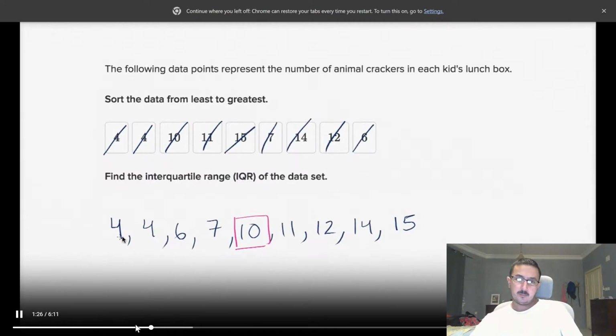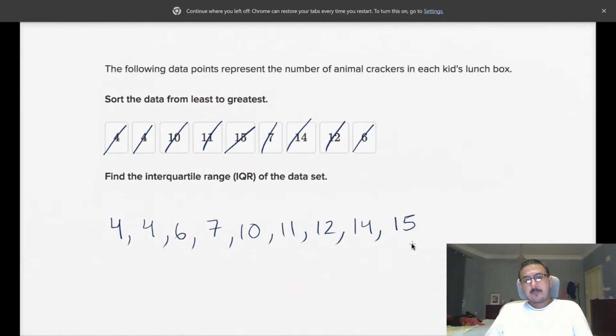Number, I have 1, 2, 3, 4, 5, 6, 7, 8, 9 numbers. So there's going to be just one middle number. I have an odd number of numbers here. And it's going to be the number that has 4 to the left and 4 to the right. And that middle number, the median, is going to be 10. Notice I have 4 to the left and 4 to the right.